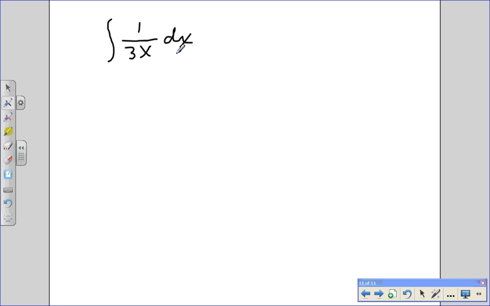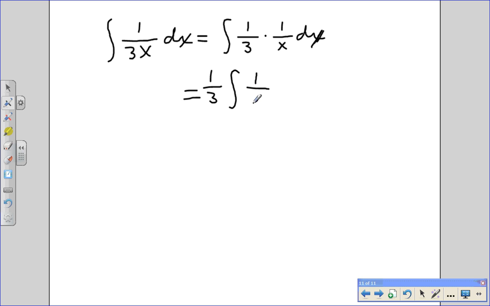But instead of doing that, what I'm going to notice is that 3 in the denominator, that's really a 1/3. This is the same as the integral of 1/3 times 1 over x dx. And I can take that 1/3 and move it out in front of the integral, and you get 1/3 integral of 1 over x dx. You know what that is. The integral of 1 over x is natural log of x.